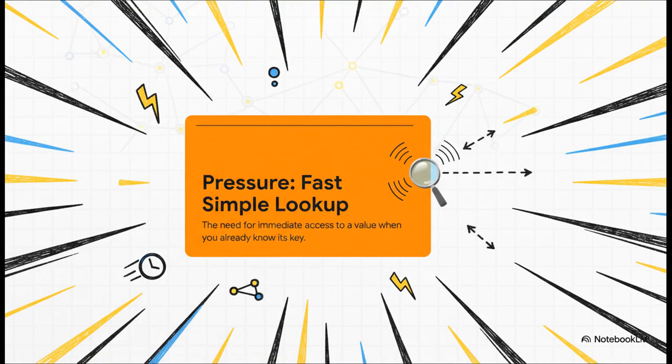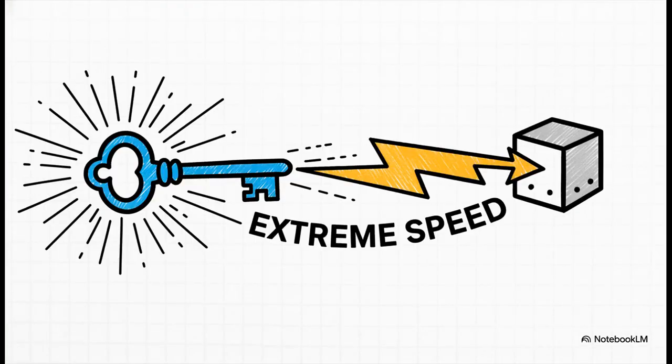But what if your problem is completely different? What if you don't need all those complex guarantees? What if the only thing you care about is pure, unadulterated speed for a really simple task? Like, you need to grab a piece of data in the blink of an eye. That's the pressure of Fast Simple Lookup. The engineered answer to that is the key-value database. This family basically throws all that complex structure out the window.